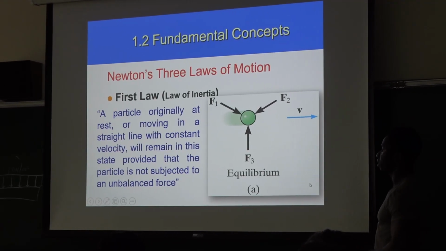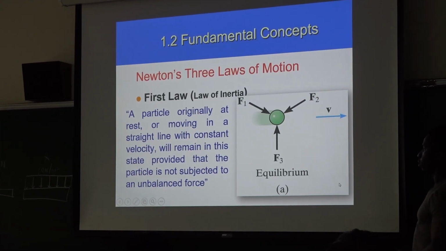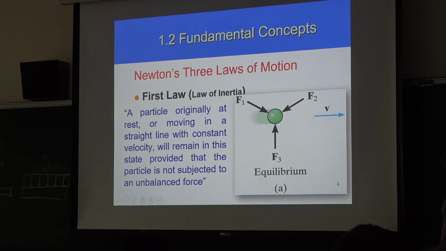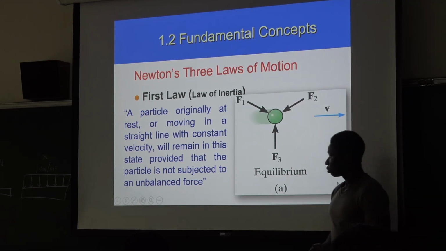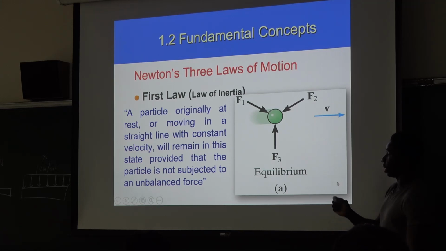A particle originally at rest or moving in a straight line with constant velocity will remain in the same state provided that the particle is not subjected to an unbalanced force. So if this particle is here and you don't apply any sort of force onto it, it will remain like that until you do something to it, maybe apply a force, then the particle will move. And another thing it says is that the particle will remain in a constant velocity. If it is moving, then it will move at a constant speed unless it is subjected to an external force.